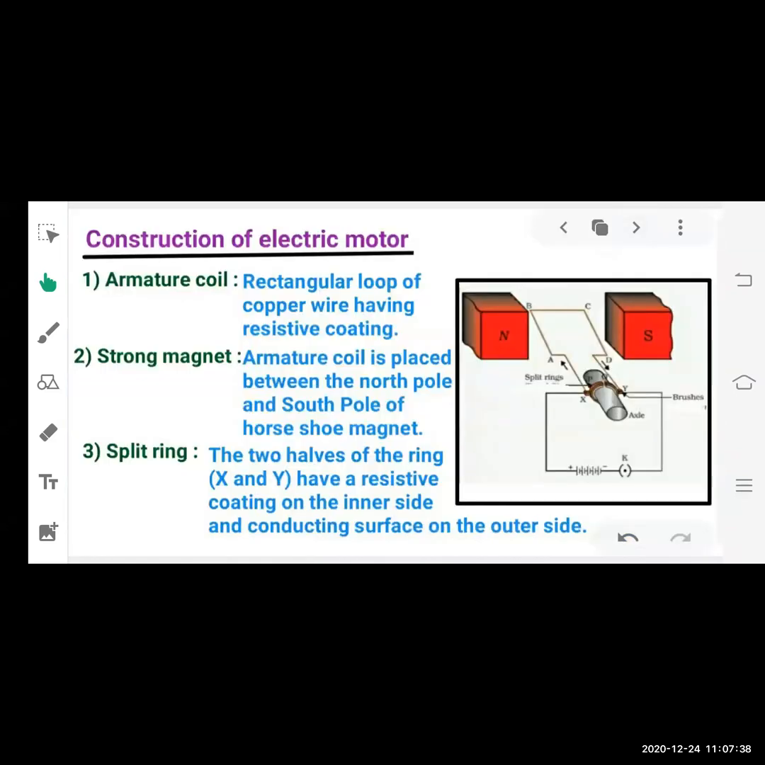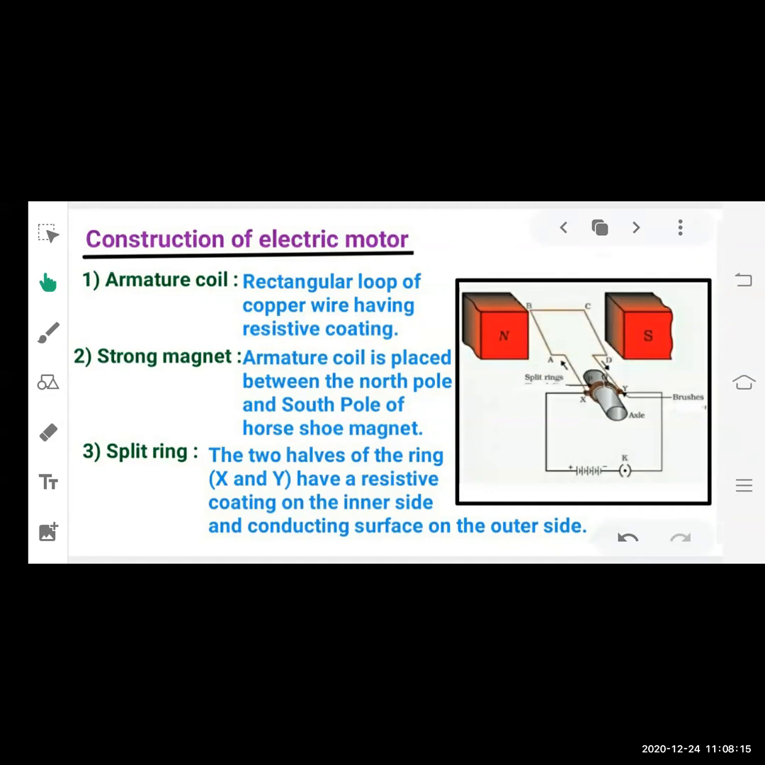Now let's see the construction of electric motor. In the construction of electric motor, the first one is an armature coil. You can see there is a rectangular armature coil. It is made up of a rectangular loop of copper wire having insulating coating. Then two strong magnets, basically horseshoe type magnets, are used here to develop the magnetic field from north to south direction, and in the magnetic field this rectangular loop is kept.